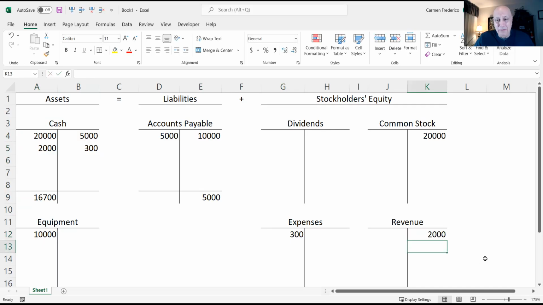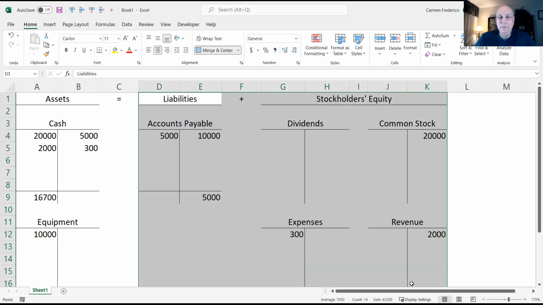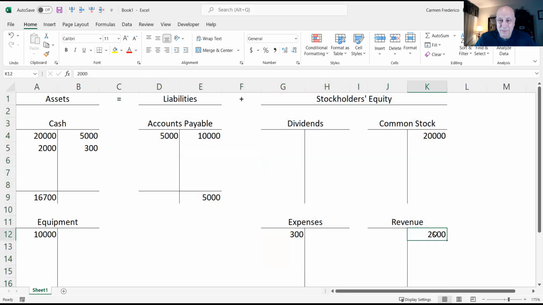Does that make sense that revenue is on the right? Well, what side of the equation is revenue on? It's an equity account, and it's on the right side of our equation. So increases go on the right side. And revenues increase equity. Expenses decrease equity. That's why they're on the left side of the T account. So we always debit expenses and we always credit revenues, because revenues increase equity, expenses decrease equity.